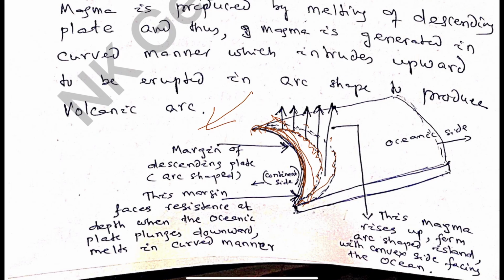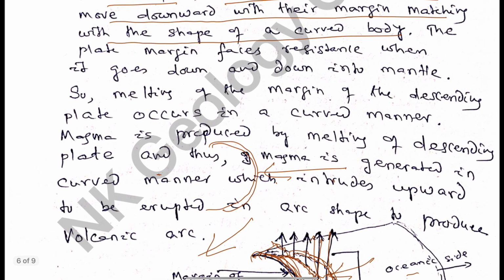So this is the oceanic plate. This is going like this. So this will melt like this. Once melting is taking place, it will come up. So the shape of the island will be like this. This will be convex towards the ocean, concave towards the land. This has been explained here.